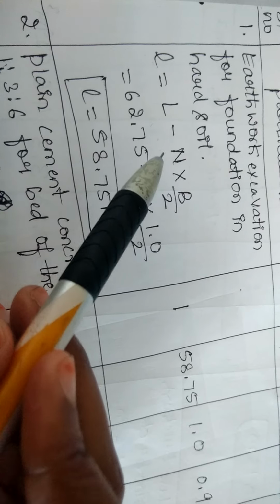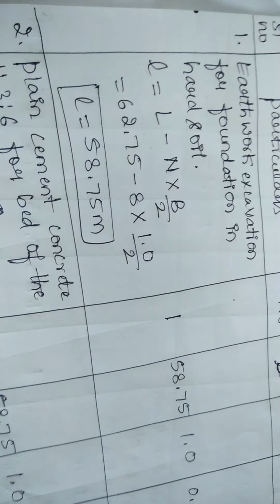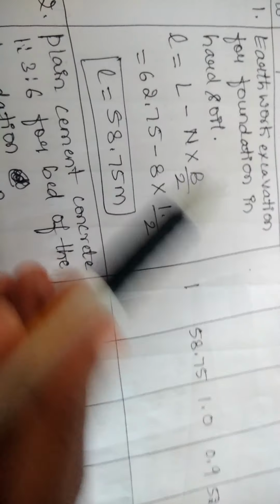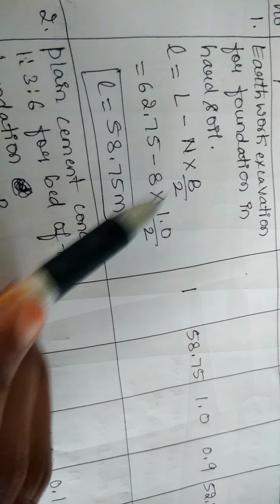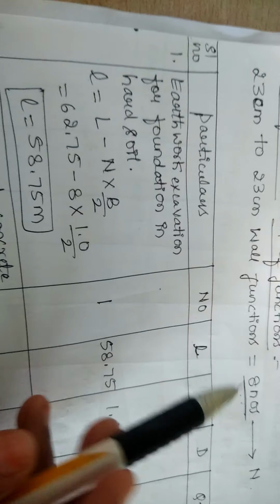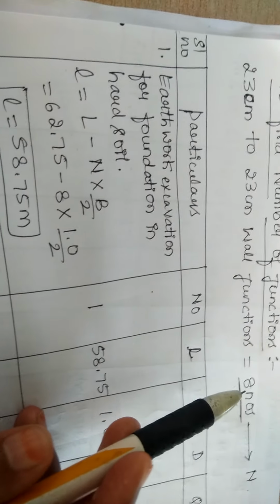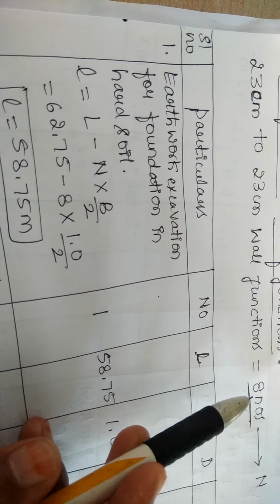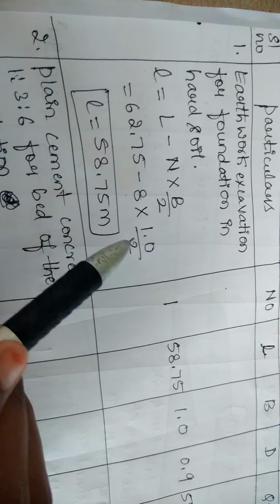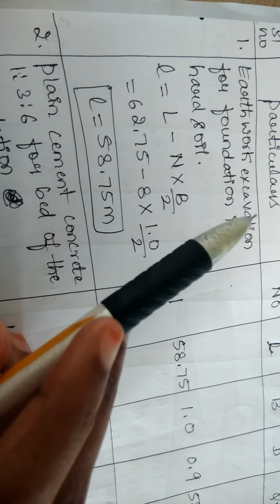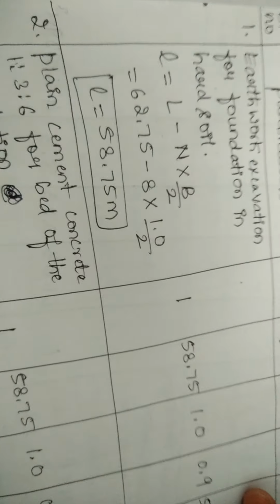So now let us start with the value of capital L. We have got the value of capital L as 62.75. So you just write the value here, 62.75 minus n. Here n represents the number of junctions in this. For this problem, the number of junctions are 8 numbers. Let us write this as 8 into b. As I said, b represents the width of that particular item of work.